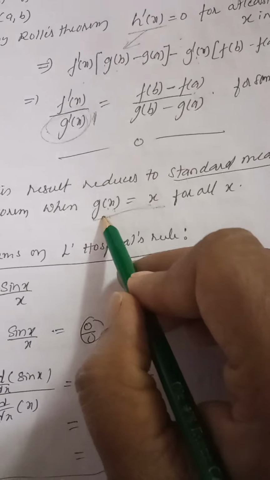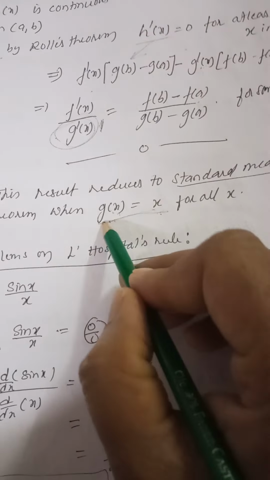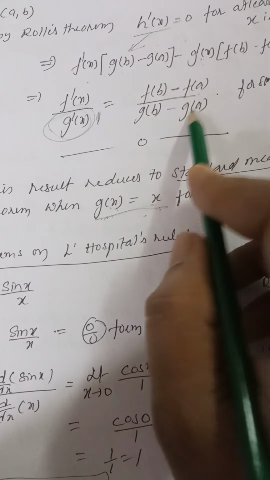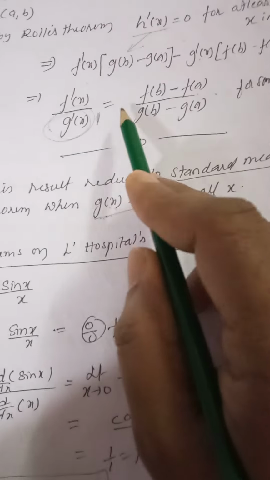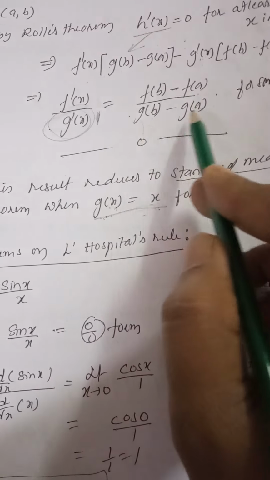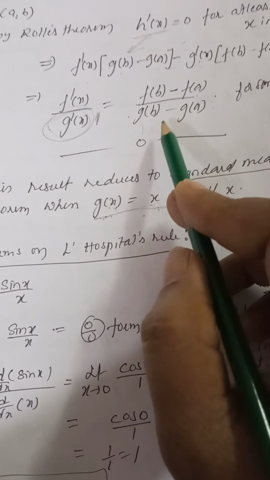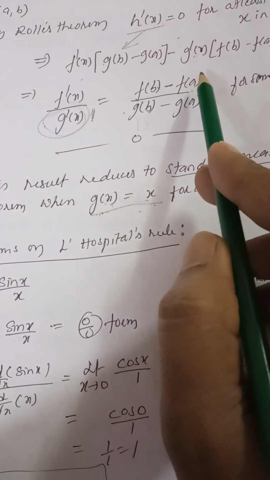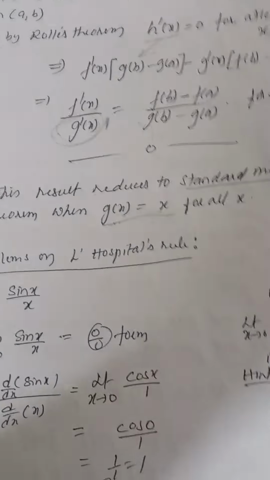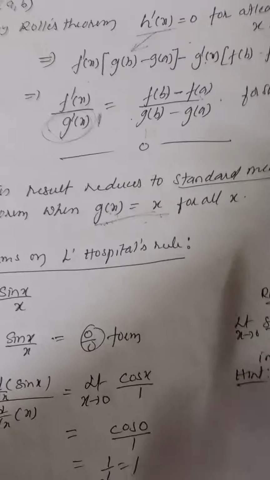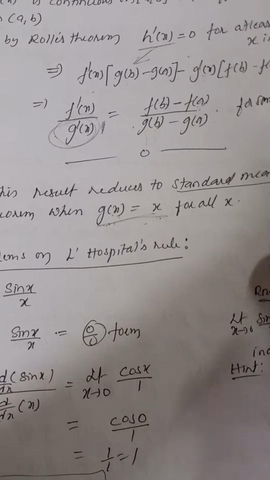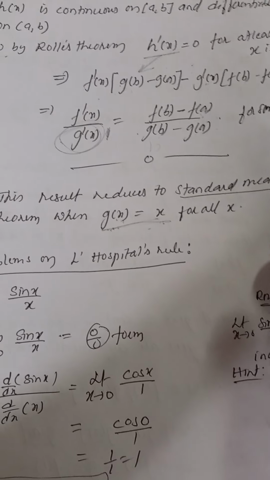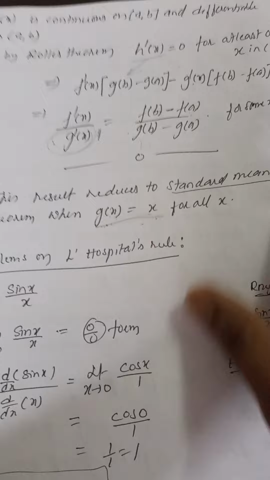g of 1 is equal to 1, g of 2 is equal to 2, like that. Now in the denominator what will you get? b minus a, since g of b is equal to b and g of a is equal to a. Then what will you get here? f dash of x is equal to f of b minus f of a by b minus a, which is nothing but the mean value theorem, right? So the mean value theorem is a special case of the generalized mean value theorem, right?